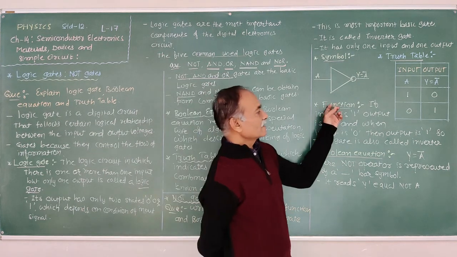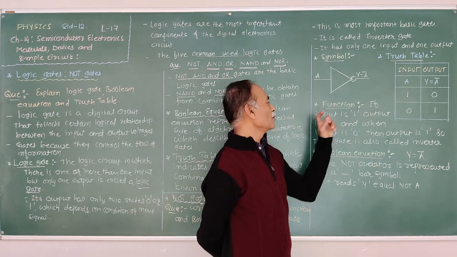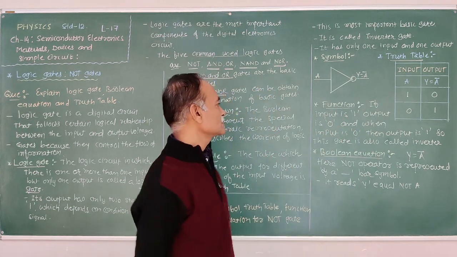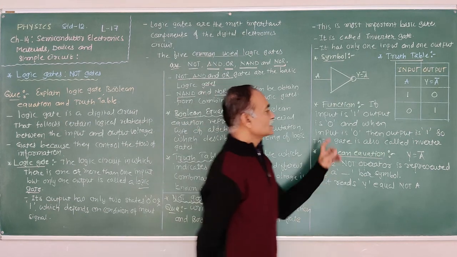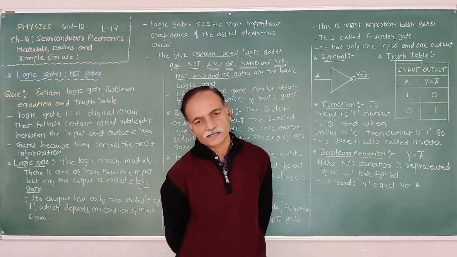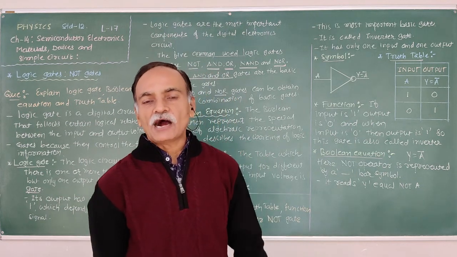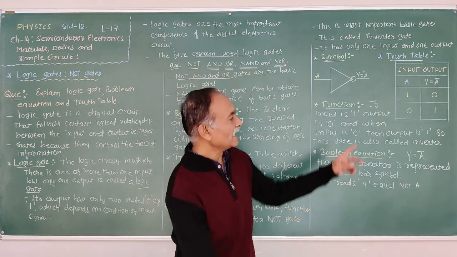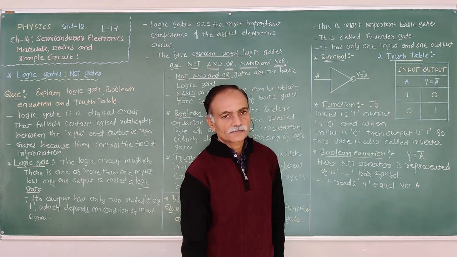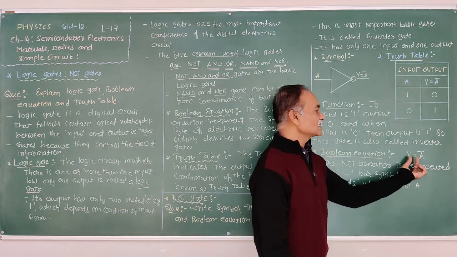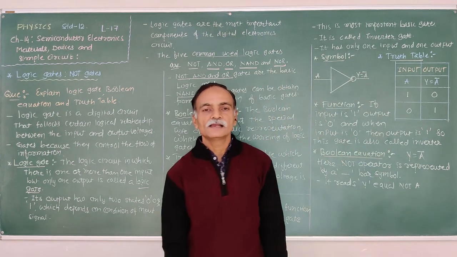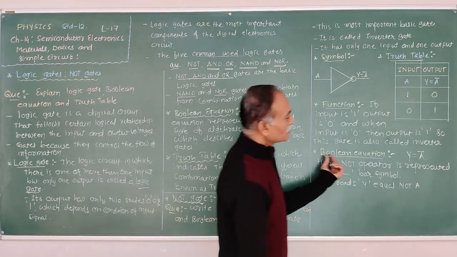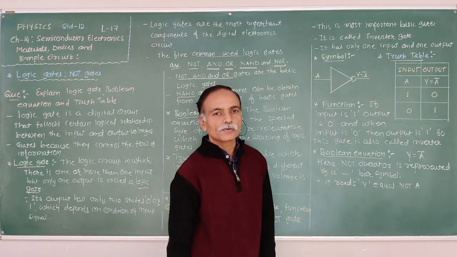Now the function. If the input is 1, the output is 0, and when the input is 0, then the output is 1. So this gate is also called the inverter. Here the output is the inverse of the input. Therefore, this gate is called the inverter. The Boolean equation is Y is equal to A bar, the mathematical function of a gate.